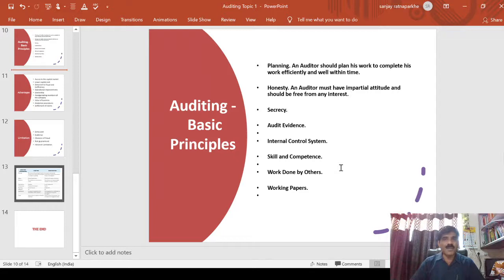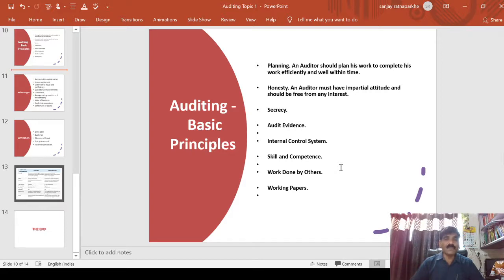Next, honesty. Friends, when we want to work, one very important thing is honesty, because independence of mind and independence in appearance are necessary when discharging our duty, not only in auditing but in other areas also. This is a part of morals and ethics. The auditor should emphasize honesty, meaning he should have an impartial attitude, free from prejudice and so on.